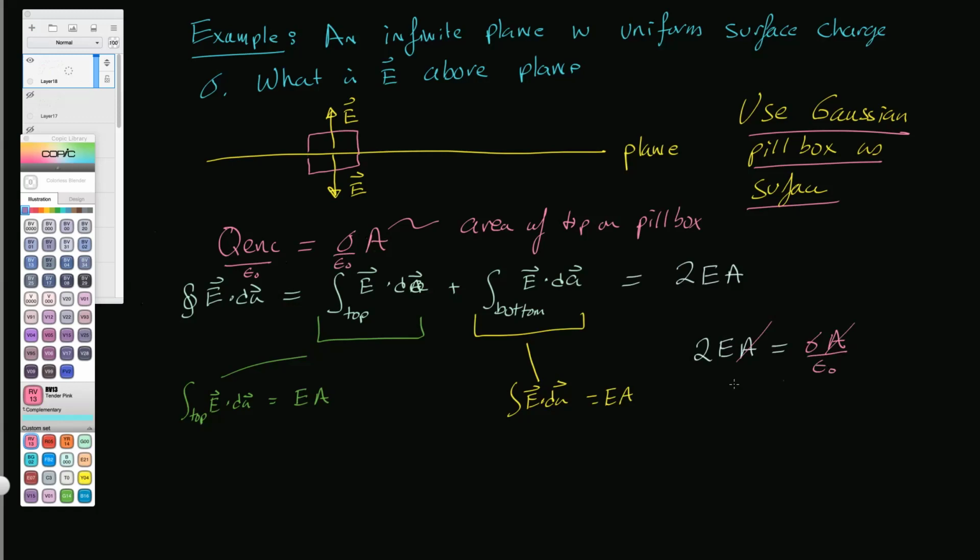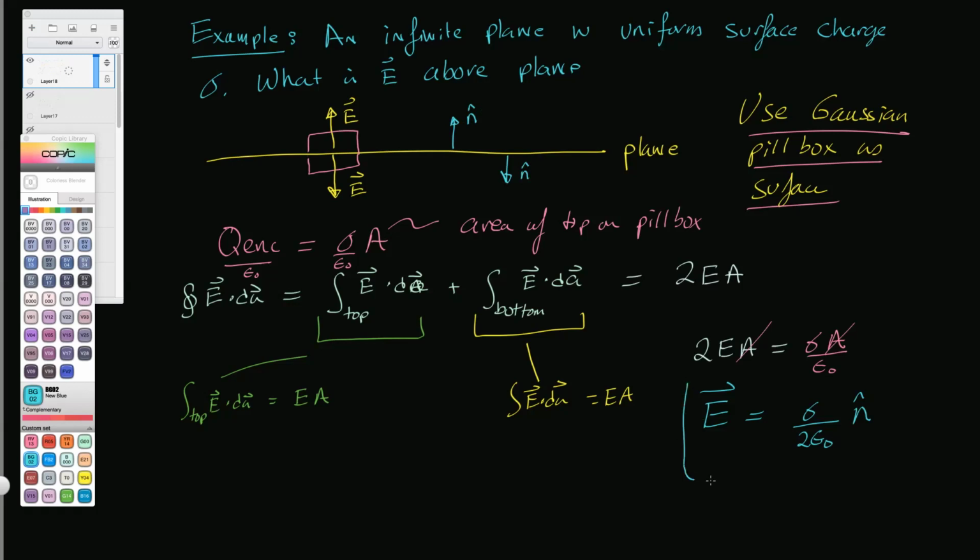Okay, so that means that E is equal to sigma over 2 epsilon naught. And we want to put the vector nature in, so we're going to use n hat, where n hat is just a vector that's perpendicular to the plane, and also points down here too. So whatever surface you're looking at, that's the direction.